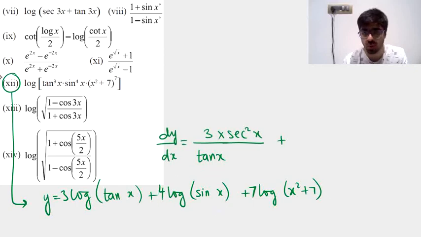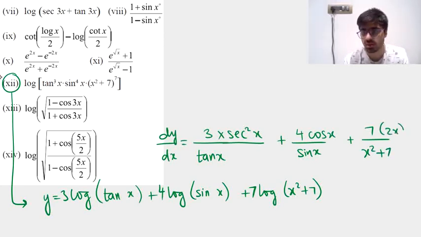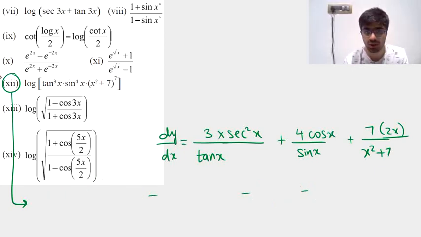Continue that further. So we have plus 4 upon sin x into the derivative of sin x, which is cos x, plus 7 upon x square plus 7 into 2x. Yeah, so you can simplify that further. Let's rub out this part. So you can simplify that further as this is 1 upon cos square x.